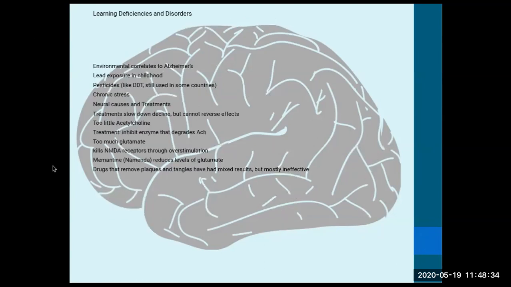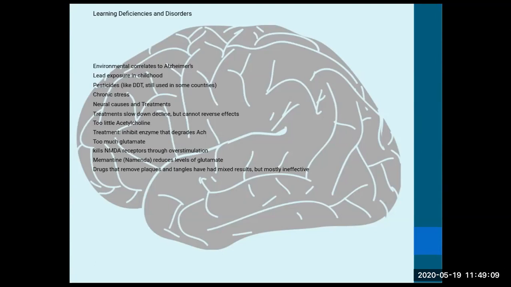So what are some of the environmental correlates? Because again, it's not necessarily just genetic. Over 50% of the cases, but not 100%, right? So some of the things that are believed to have led to dementia, especially Alzheimer's disease, was lead exposure in children. There was a lot of lead paint that was used in facilities in the 40s, 50s, 60s. Pesticides like DDT that are even still used in some underdeveloped countries to try to protect food crops from bugs and things like that.